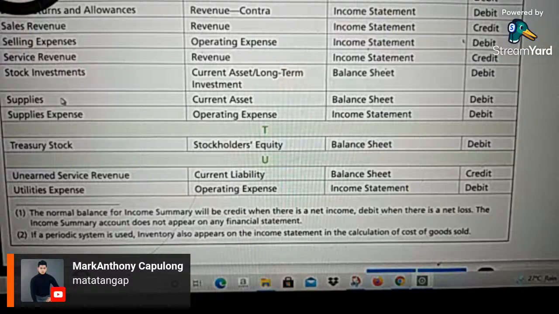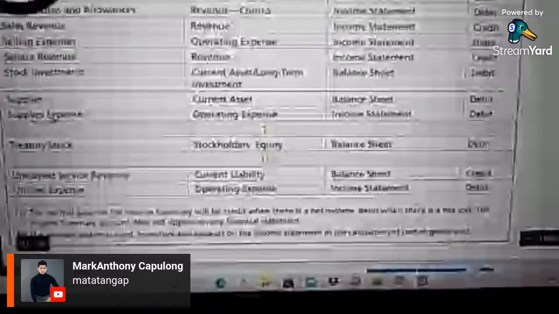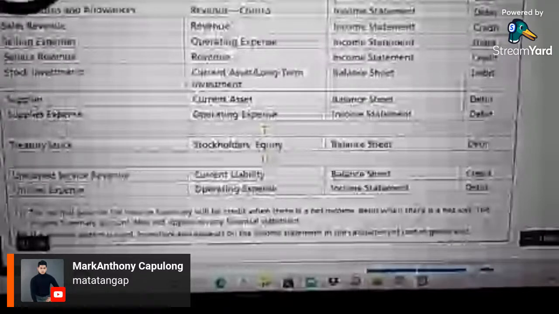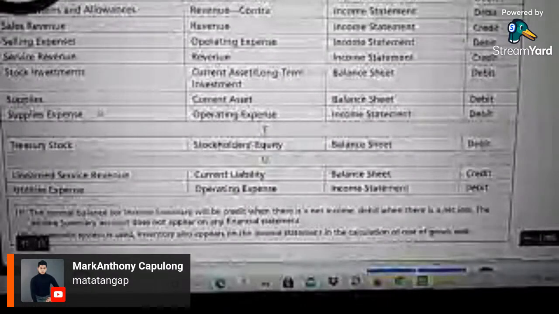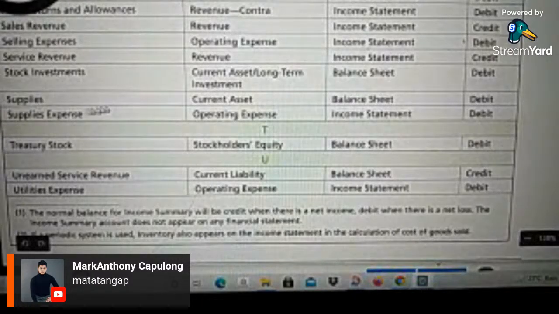If you have a supply of 10 erasers and after 1 month you already use 6 erasers, the remaining balance of supply is 4 erasers. And you already have a supply expense of 6. So therefore, your chalk supplies expense has to be added, and all of the other supplies have to be added.